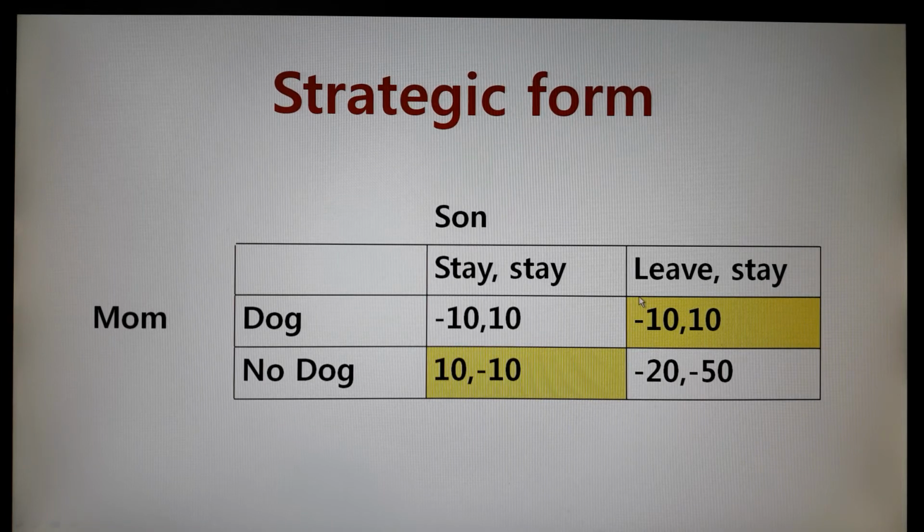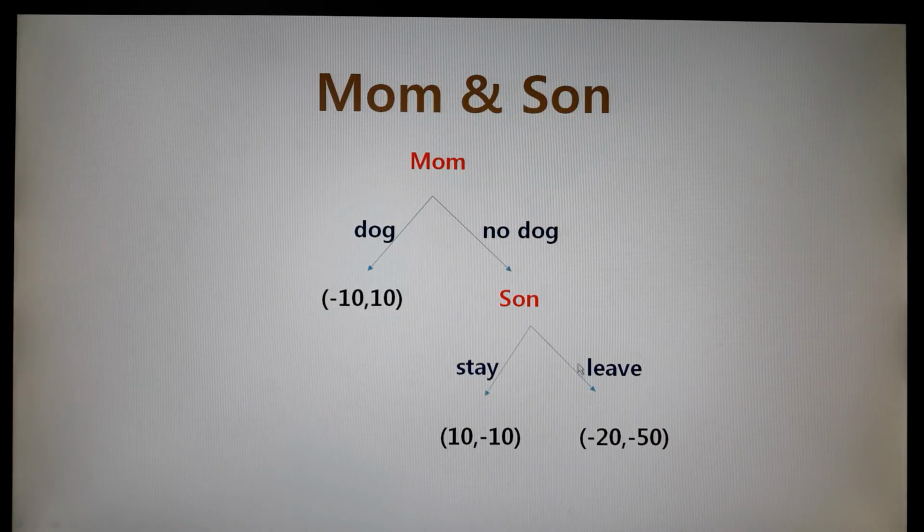Lastly, the last case, mom purchased dog and the son leaves. Here, the mom will lose 10 and son will gain 10, negative 10 and 10. You may ask, oh, the son left. How can he get 10 instead of negative 20? The son leave strategy is conditional that the mom does not purchase dog. So, in order for the son to leave, mom should choose no dog strategy.